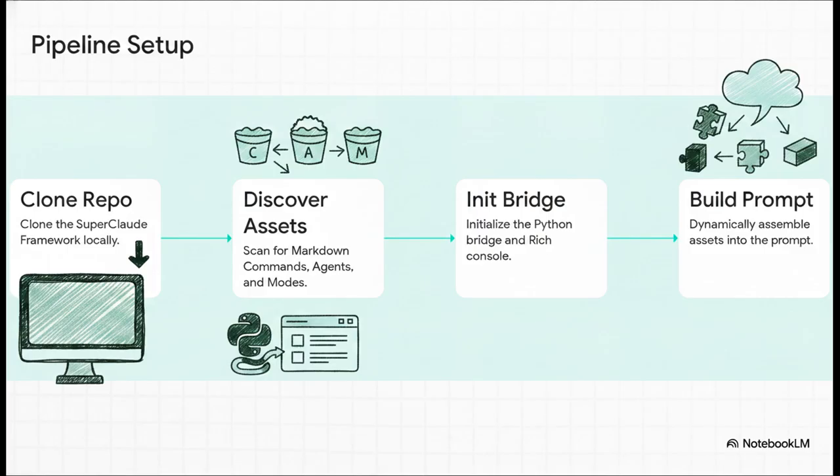Next up, you initialize the Python bridge. You'll install packages like the rich terminal formatting library, which just gives you this beautifully clean, structured output if you're working in something like Google Colab. And finally, the whole shebang comes together when you dynamically assemble these Markdown assets into the system prompt right before you make that model call to the Anthropic API.